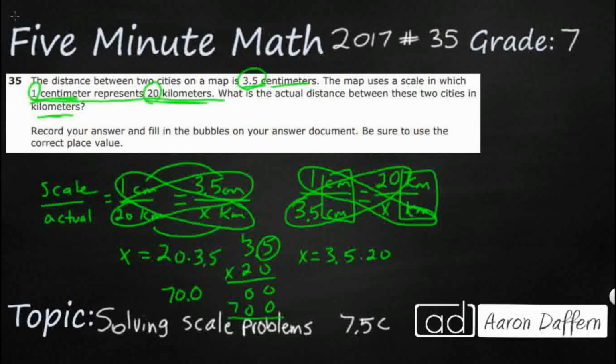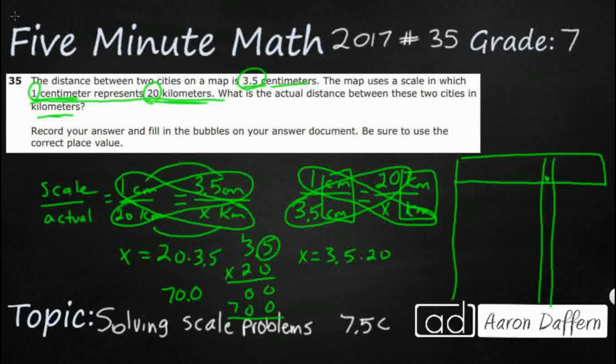But we could do all of this and still get it wrong, because we still have to bubble it in. So we've got our answer document over here. There's no A, B, C, or D to choose from. So it's going to look something like this. You're going to have this thin column that is for your decimal point. There's nothing to bubble in underneath that. You've got 2 digits to the right, and you've got 4 digits to the left.